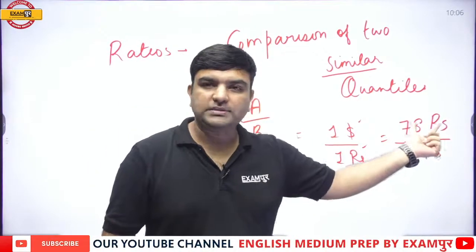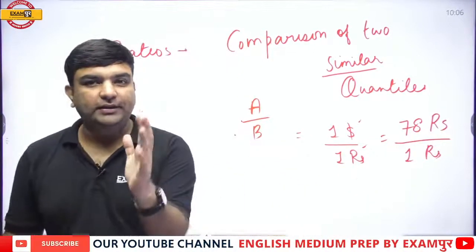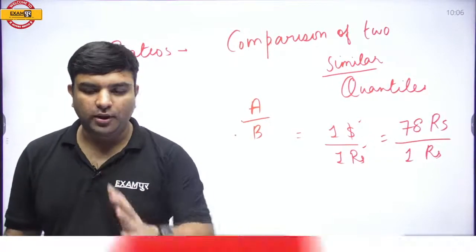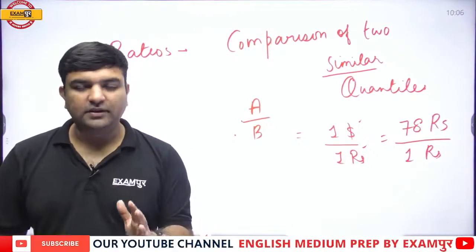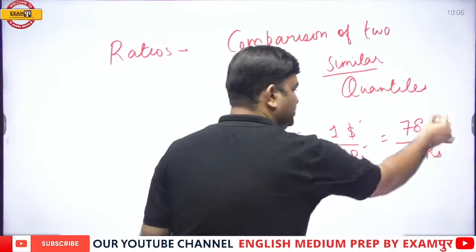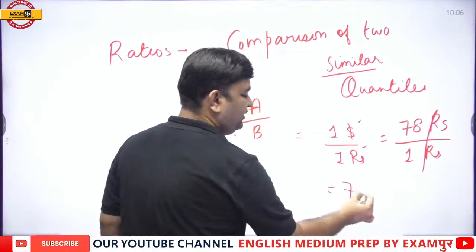1 rupee in comparison with 78 rupees. This is what is meant by similar quantities. So it is actually 78:1.